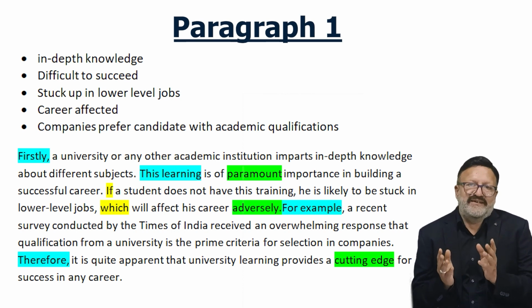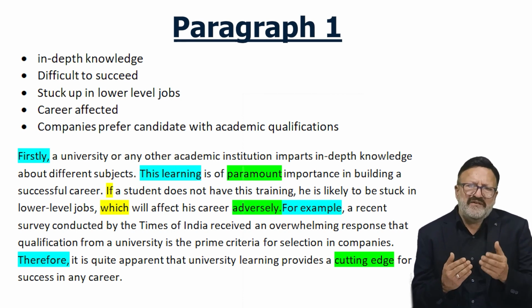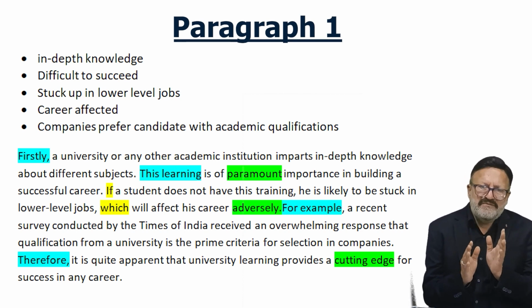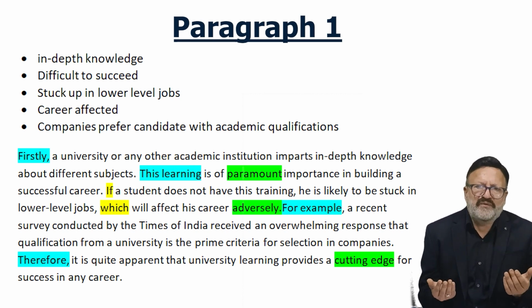Now let's write an example. So for example, a recent survey conducted by the Times of India received an overwhelming response that qualification from a university is the prime criteria for selection in companies. So friends, here basically we have paraphrased the main point. So basically you have to take the use of Times of India to just state what is the main point.